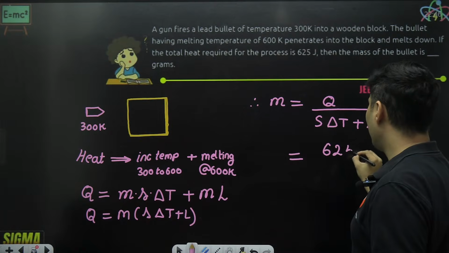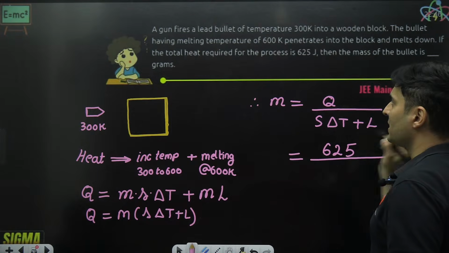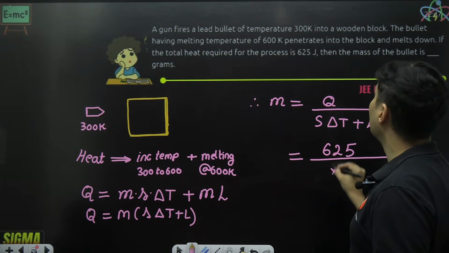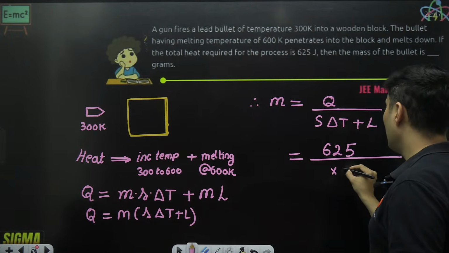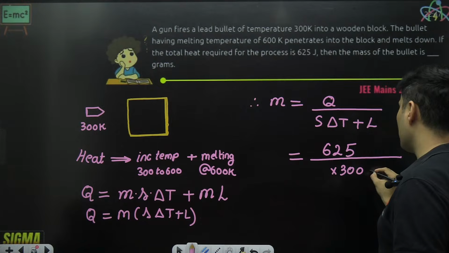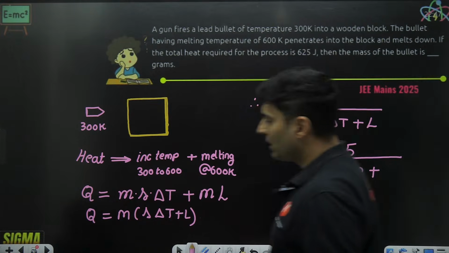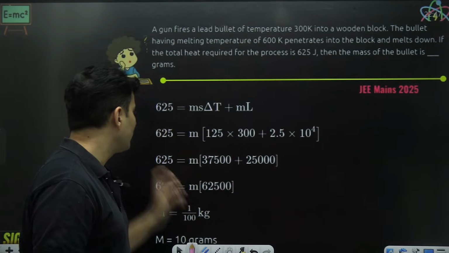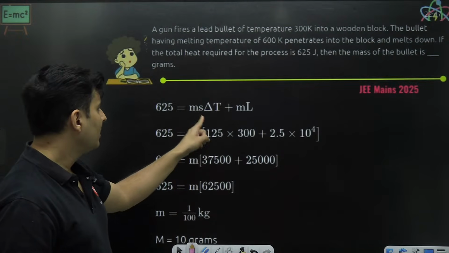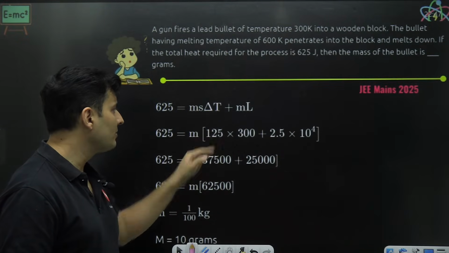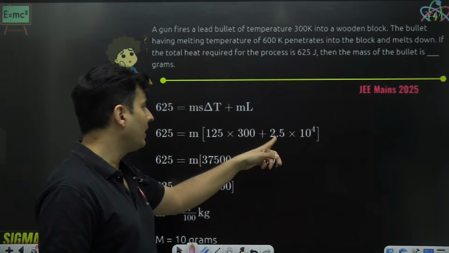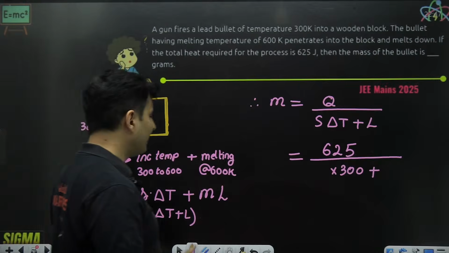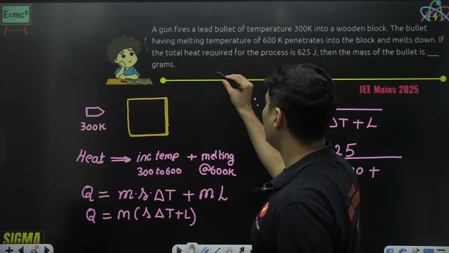How much is the heat? 625. How much is the S? Not given. I think that is what is missing. Delta T is given, 300 to 600. Obviously, that is 300 difference of temperature, plus latent heat. That is not given. Okay. So, I think in the data part, it was missing. Like I can see, the value of S seems to be 125. The value of L seems to be 2.5 into 10 to the power 4.